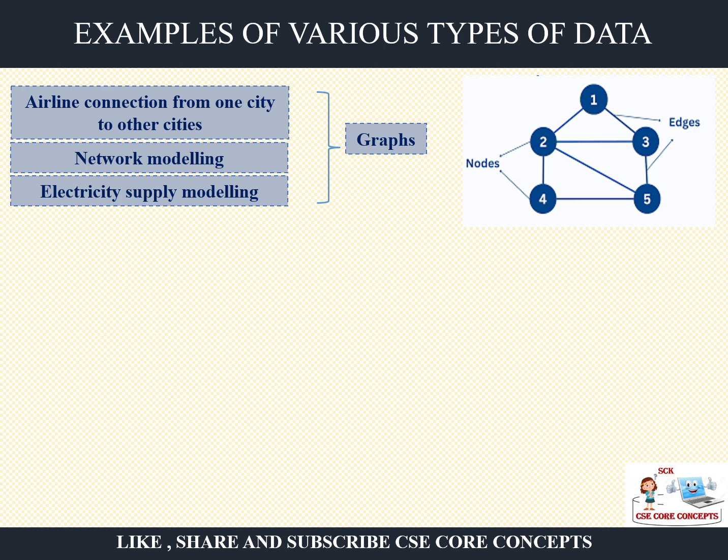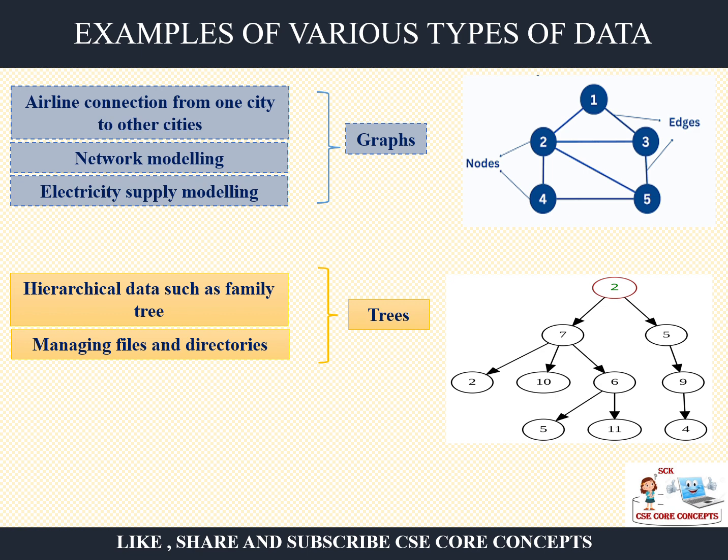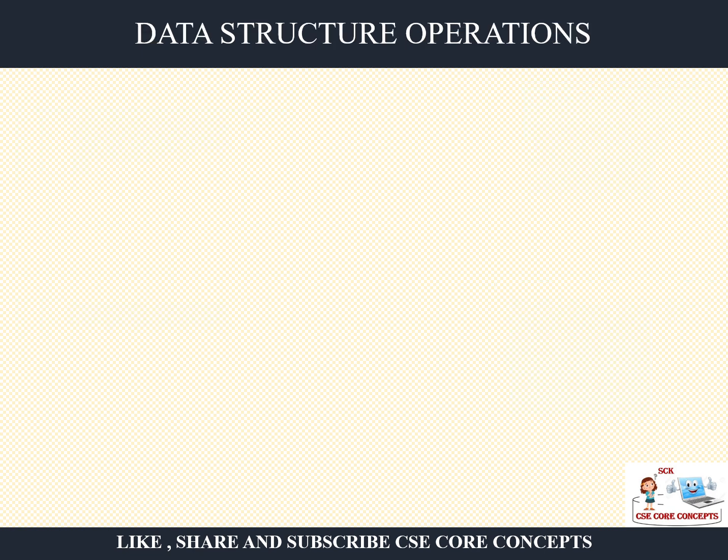Now, if my data is hierarchical, let's say I want to show a family tree or manage files and directories: one directory is there, under that I have 10 files, and under each file I have 10 subfiles. I want to show the whole hierarchical structure. So I cannot go for an array. Here nothing is first in, first out, so I cannot go for a stack or a queue. In that case, I have to go for a tree type of structure, which is a hierarchical representation.